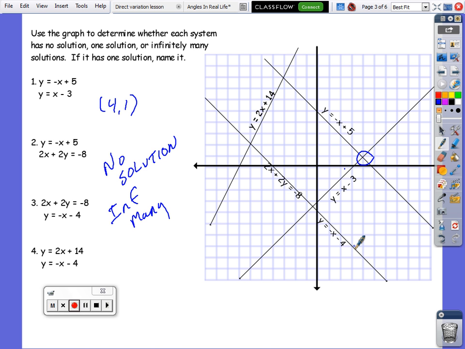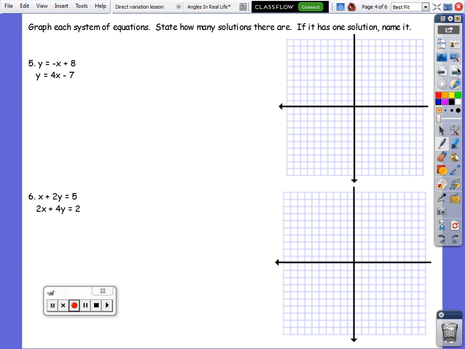And when we look at y equals 2x plus 14 and y equals negative x minus 4, that one has one solution because those lines do cross. So now this is what we're going to do. We're going to graph each of these, and we're going to write if it's one solution. If it's one solution, we're going to write down the solution, the ordered pair where they cross. And if it's no solution, then we'll write that down, or infinitely many.